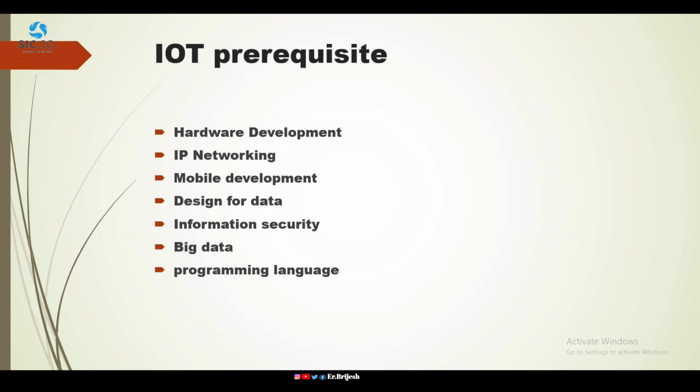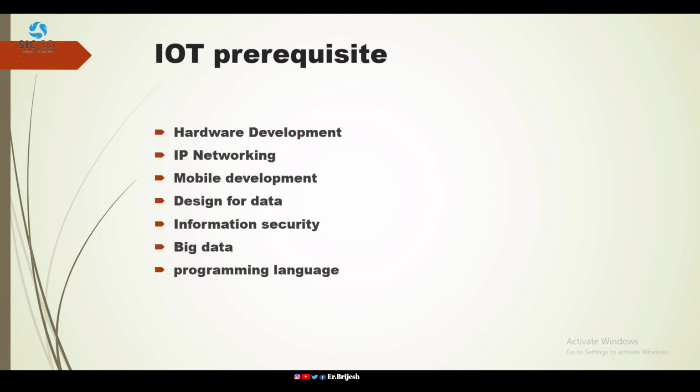IP networking means, as you know, IoT deals with the internet, so we must know how to provide IP addresses and how to connect one device to another. Mobile development deals with how to access the IoT system. Design for data is about how to manage the data we are receiving from a system to a device. Information security deals with how to secure your system, how much security you can provide, so that an intruder or a hacker cannot use or hack your system.